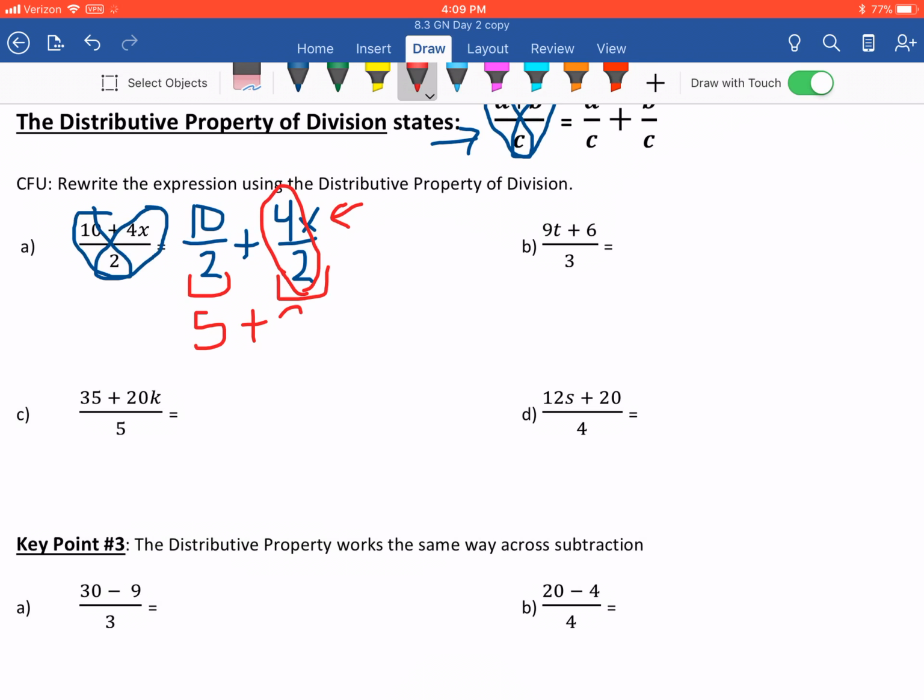4 divided by 2 gives us 2, then you put the x back. All right, so it's just thinking like if you have 4x and you divide that by 2, if you have 4 burgers and you divide those burgers in 2, you have 2 burgers left. So 4x divided by 2 is 2x.